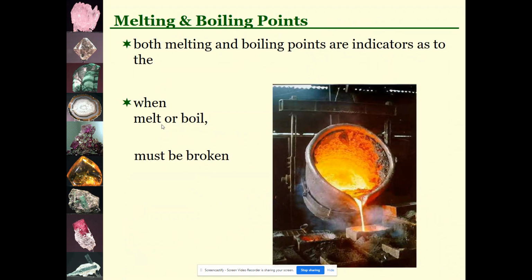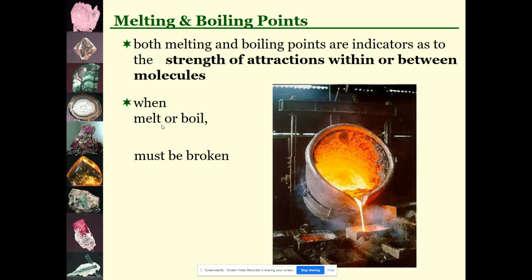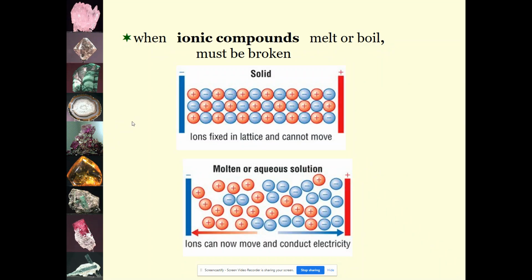For melting and boiling points, we talked about this already in the last unit, but again, just to review, the strength of attraction within or between molecules is what determines their boiling point. When we melt or boil or go through some phase change with a metal, you do have to break the metal bond. Remember, the metal bond was the cations with a sea of delocalized electrons around it. You have to break that whole structure down in order to go through a phase change. So generally, metals have a very high boiling point.